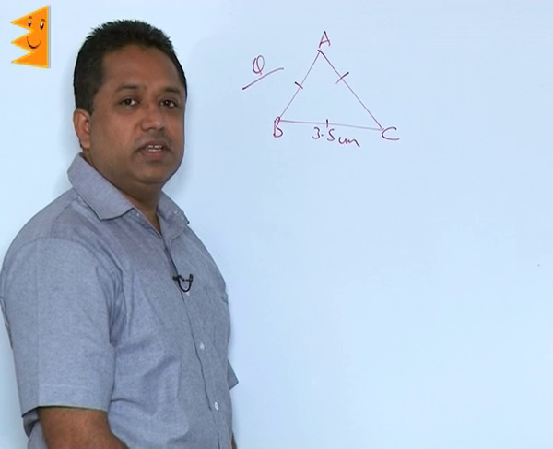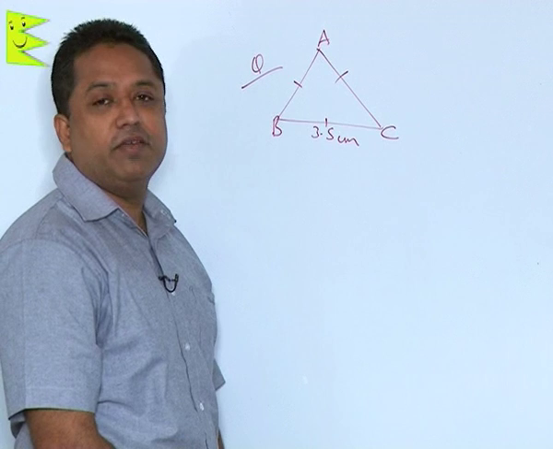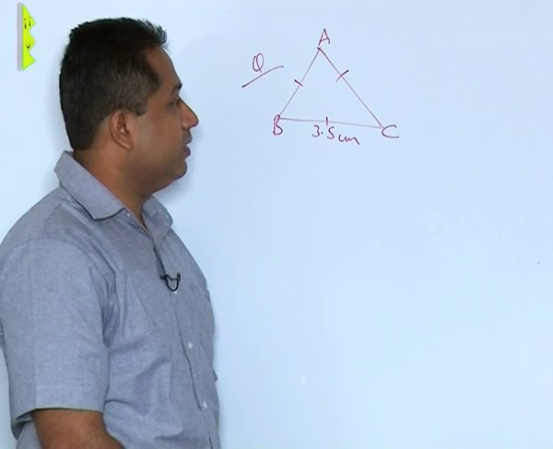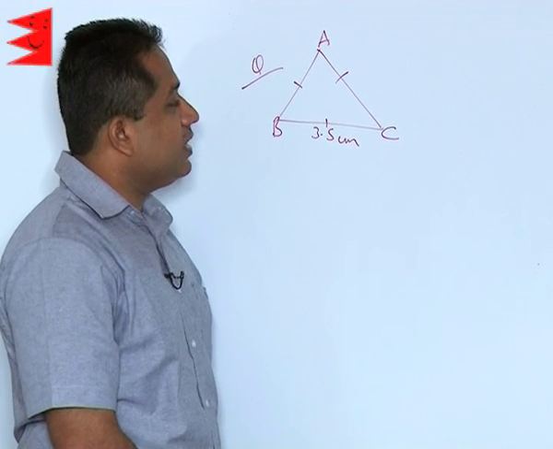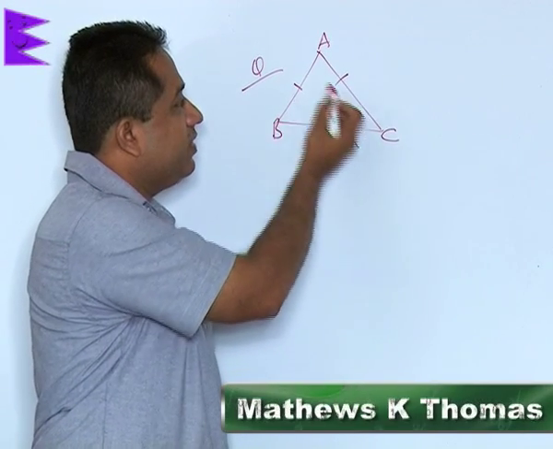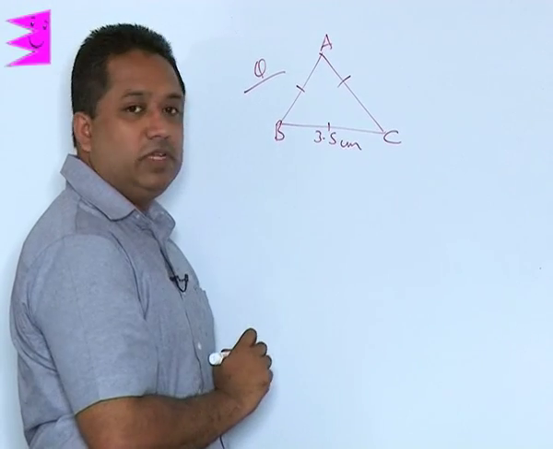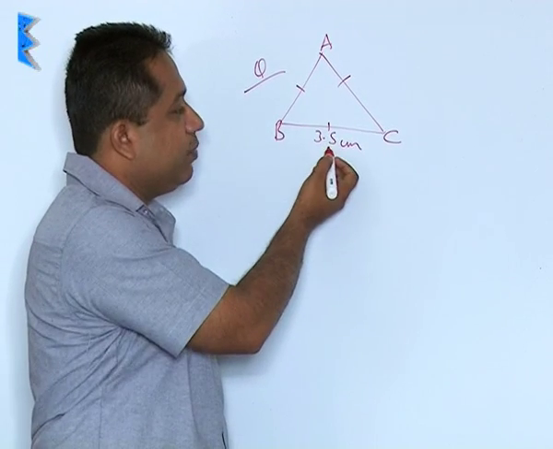In this question, the side of an equilateral triangle is given as 3.5 and we have to find out its perimeter. It is an equilateral triangle, which indicates that all the sides are equal. So, if ABC is a triangle, it implies that AB, BC and CA are equal to each other. One side is given as 3.5.